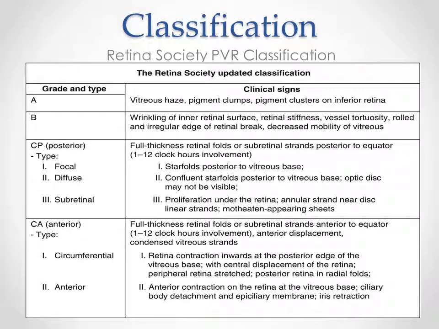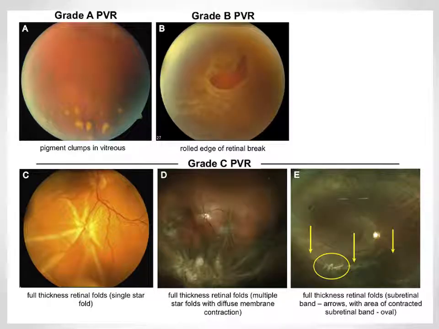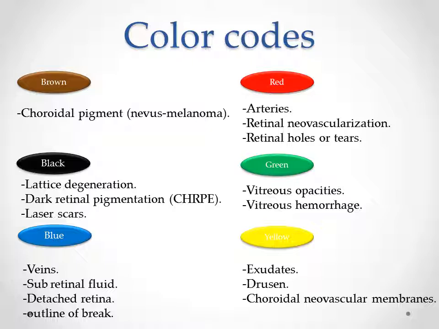And here is the classification. It may be classified into A, B, or C. C may be anterior or posterior, and according to the type, it may be focal, diffuse, subretinal, circumferential, or anterior displacement. Here are the pictures of the PVR, and these are the color codes. How can you draw the retinal detachment chart?